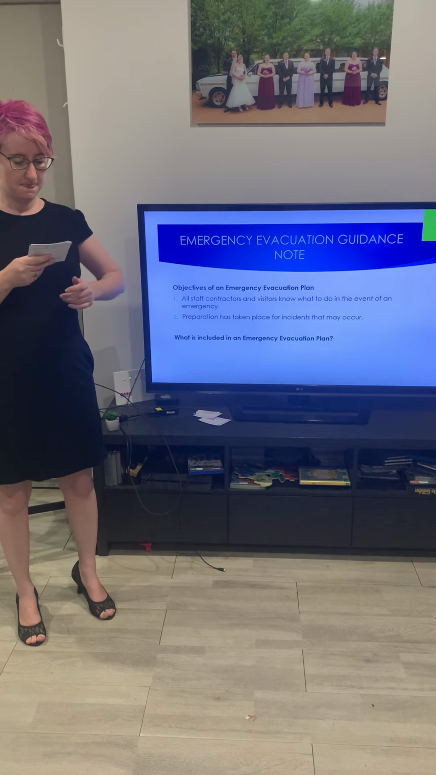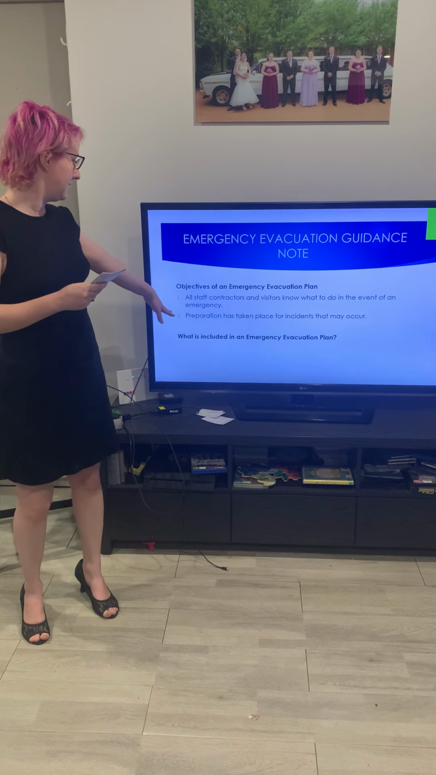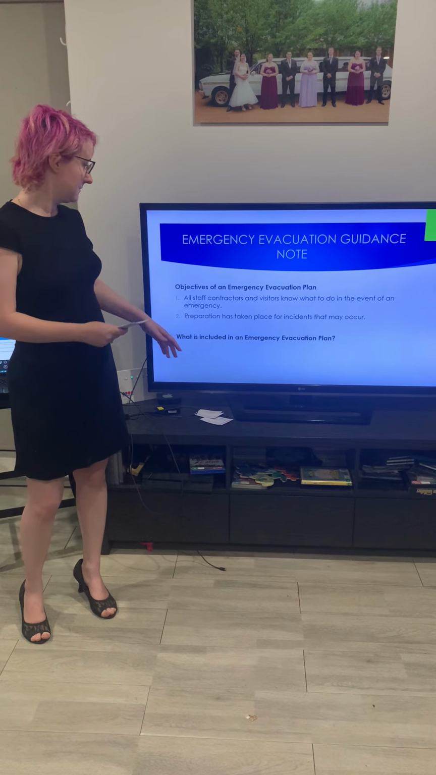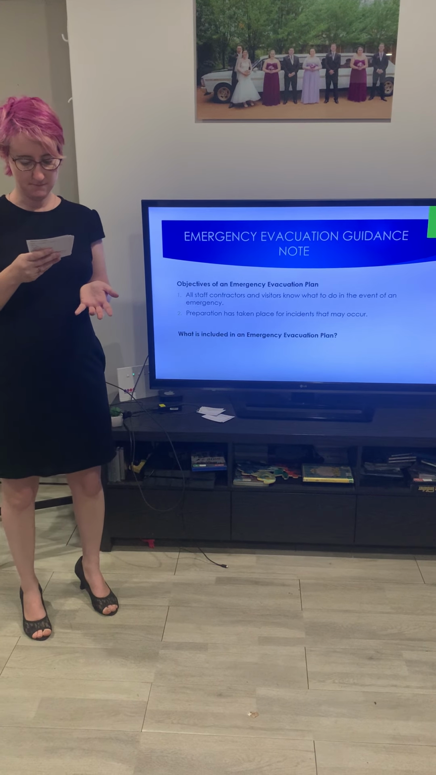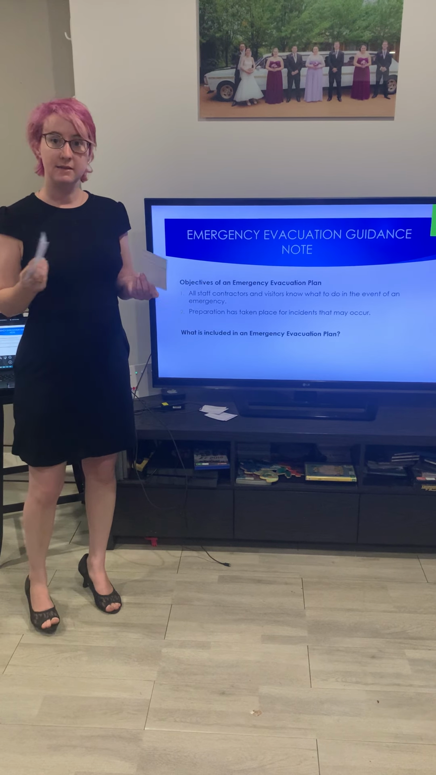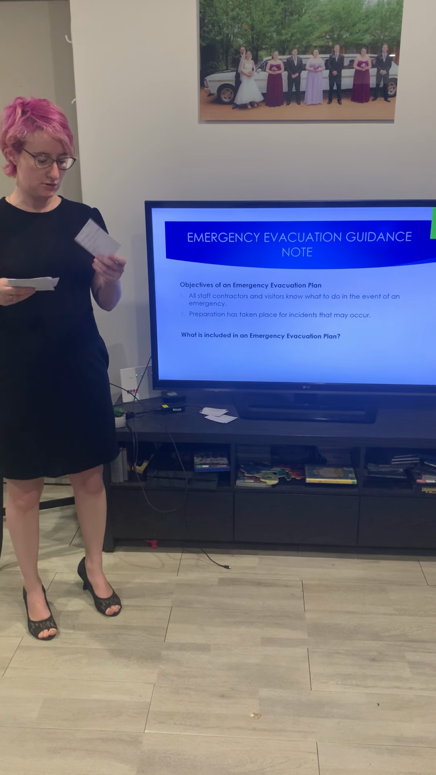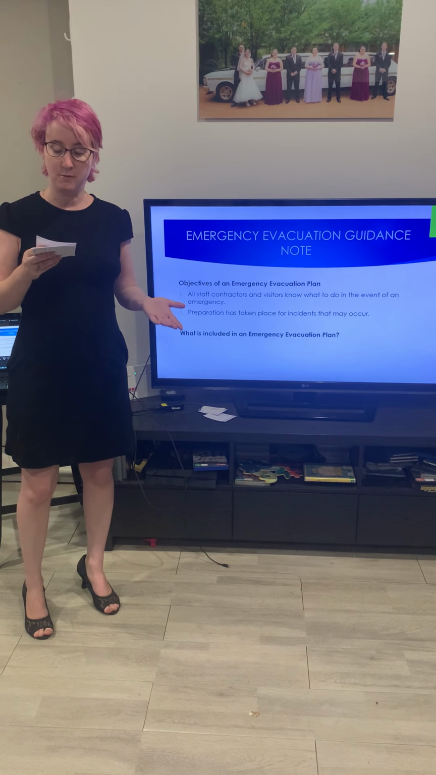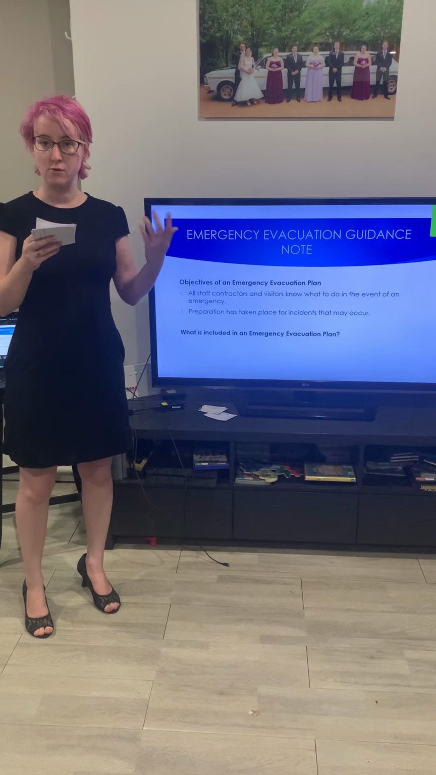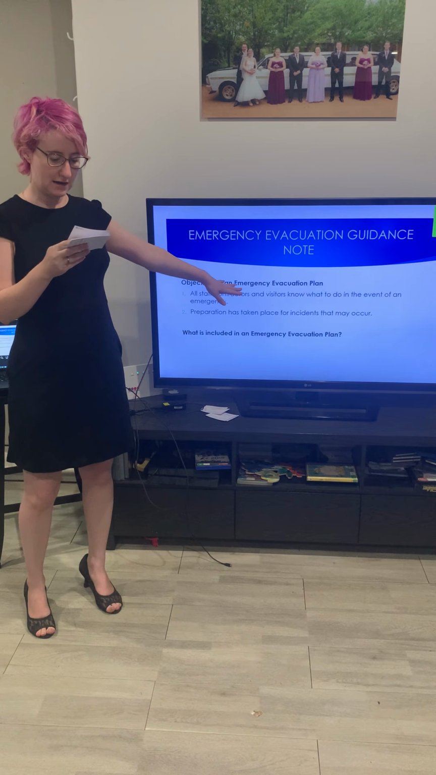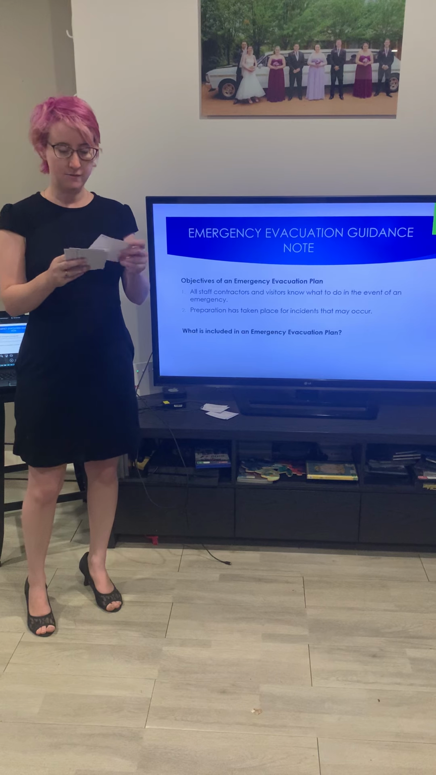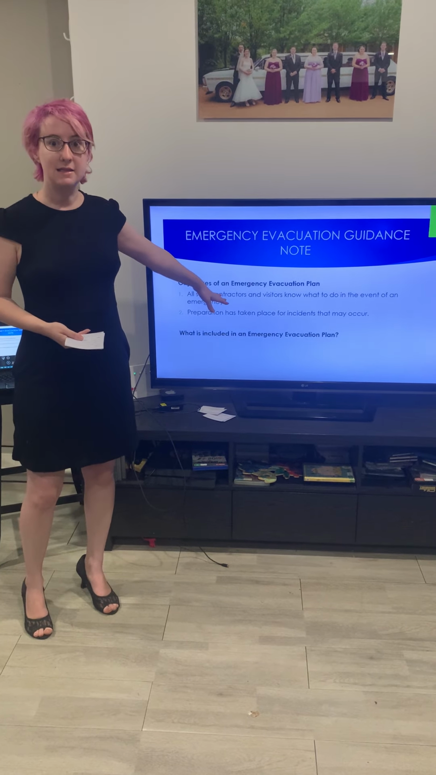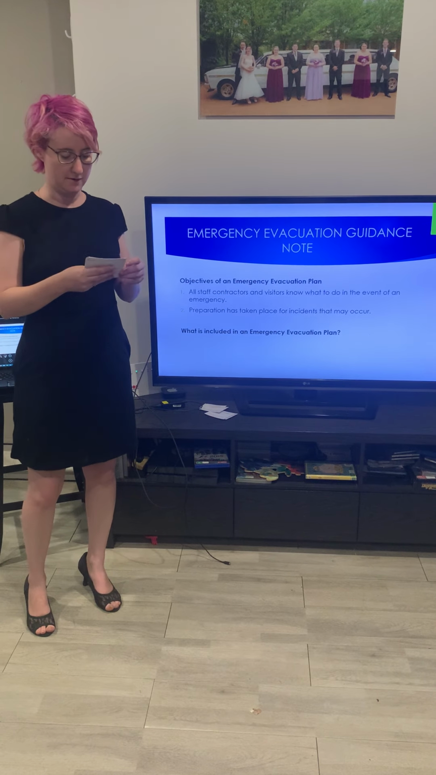Evacuation guidance note. So the objective: to prepare the staff and visitors in case of an emergency. So what is included? That's the evacuation alarms, the best way to evacuate, what situations the alarms may occur for, the people in charge, that's your wardens, their roles and responsibilities, how training should occur, where the assembly areas are, fire extinguishers. Those were all covered in the emergency evacuation plan per the guidance note.